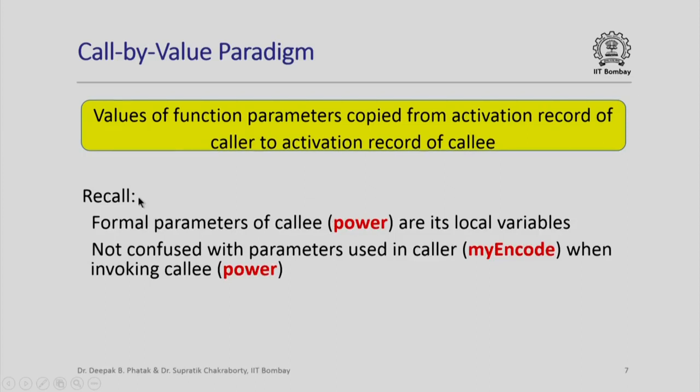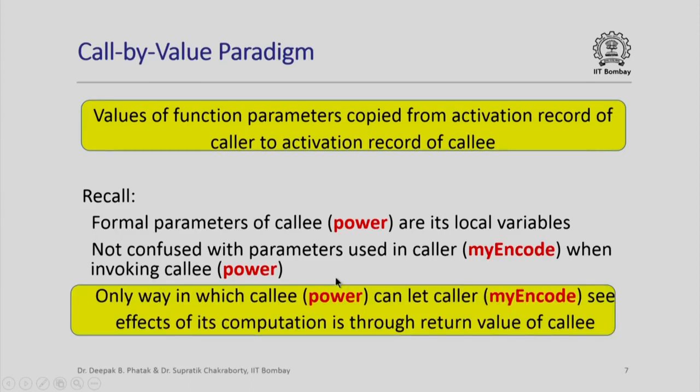Now you would also recall from an earlier lecture that we said that formal parameters of the callee function are really its local variables, and these will not be confused with the variables or parameters used in the caller function when invoking the callee function. So the formal parameters of power are its local variables and are not to be confused with the variables used in myencode when calling power.